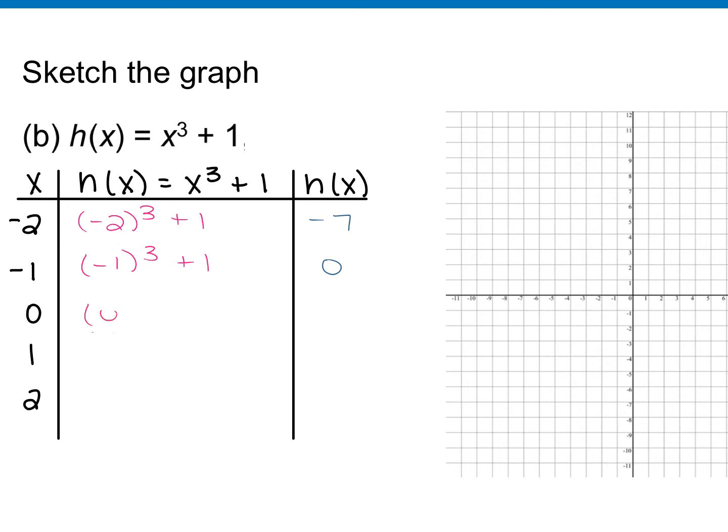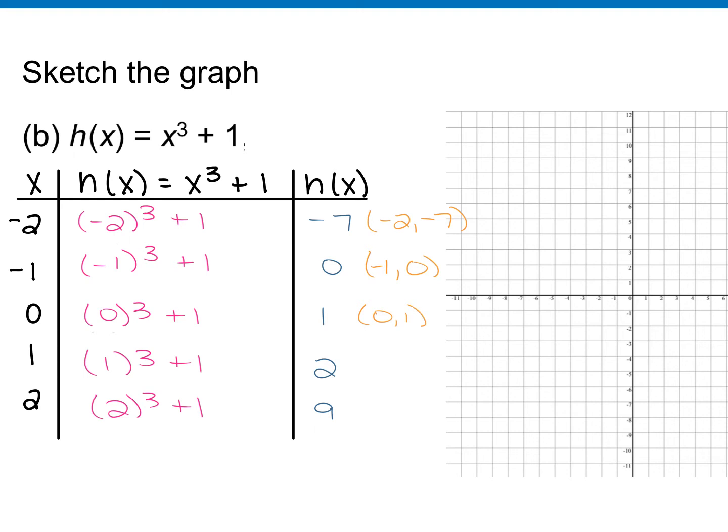Next, we have 0 cubed plus 1, so that's 0 plus 1, which is just 1. Then we have 1 cubed plus 1, which is 1 plus 1, that's 2. Next, we have 2 cubed plus 1, which gives us 9. So we have ordered pairs here of (-2, -7), (-1, 0), (0, 1), (1, 2), and (2, 9).